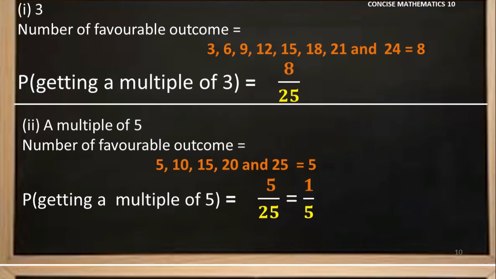And the third sub question is sub question 3. It is a number that is a multiple of 3 and 5. Let us cross check once, children, which are the numbers which we can find.